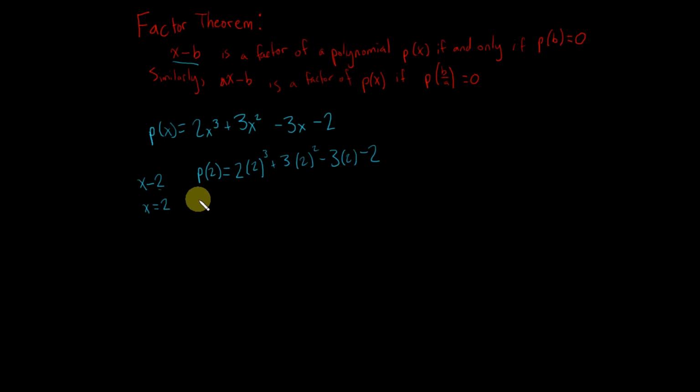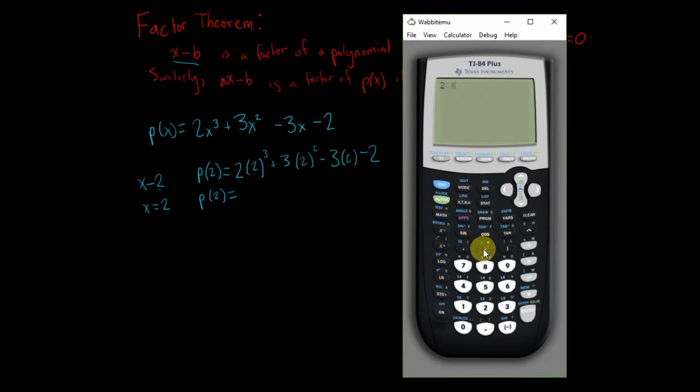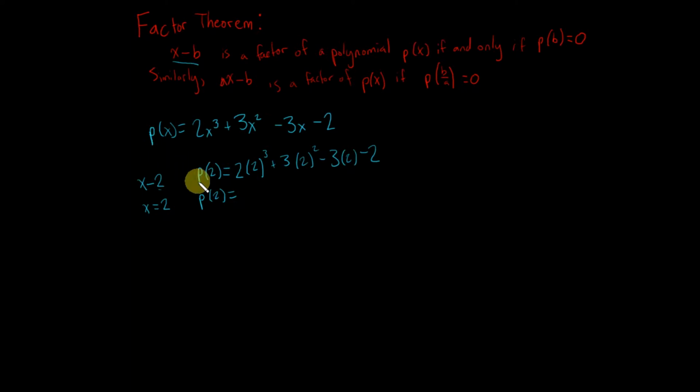So then let's simplify this. P of 2 equals 2 times (2) to the power of 3 plus 3 times (2 squared) minus 3 times 2 minus 2 equals, okay, this equals 20. So p of b, or p of 2, equals 20. This does not equal 0. So we can say that x minus 2 is not a factor.